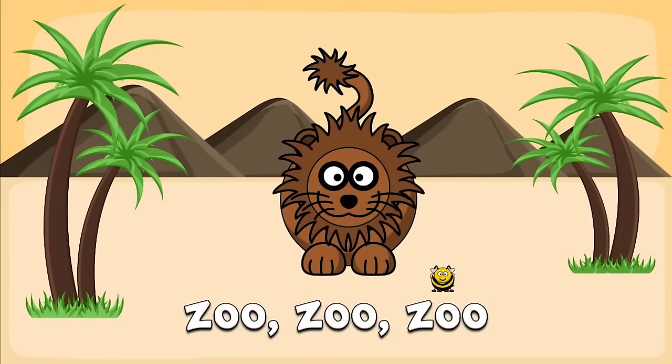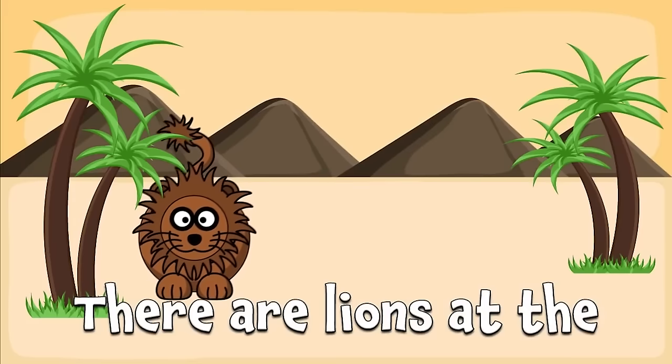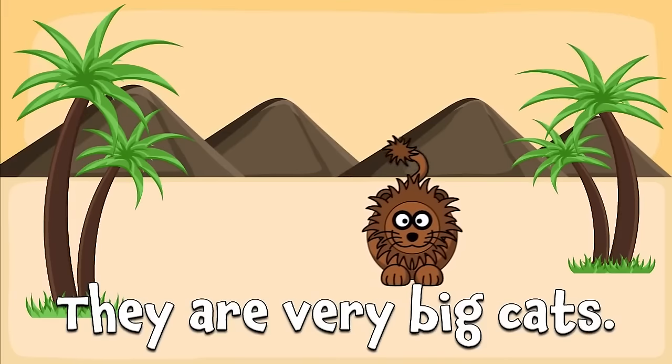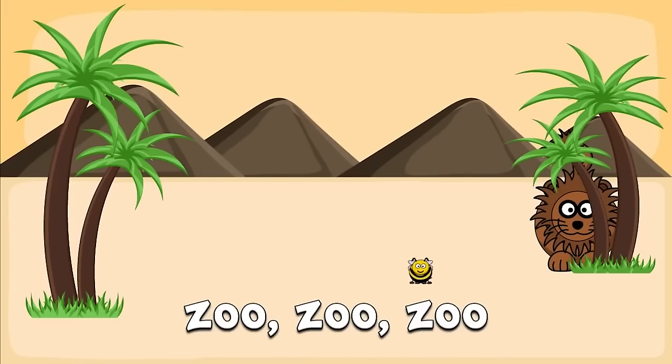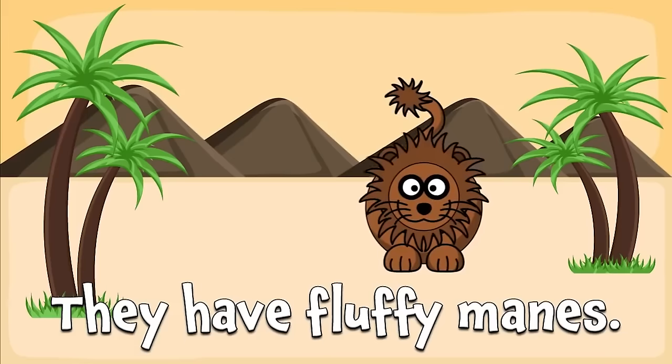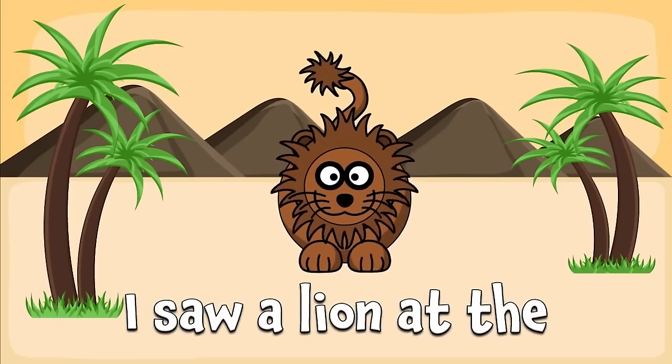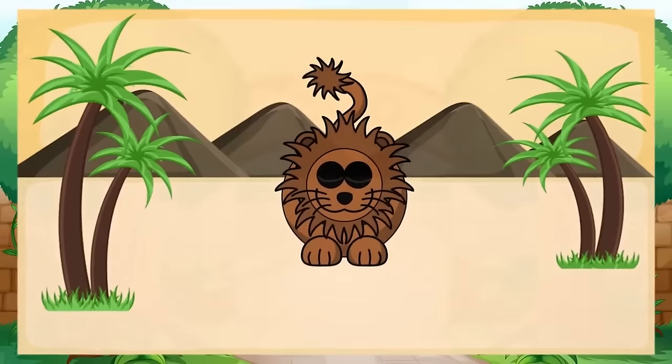Zoo, zoo, zoo. There are lions at the zoo, zoo, zoo. They are very big cats. Zoo, zoo, zoo. They have fluffy manes. Zoo, zoo, zoo. I saw a lion at the zoo.